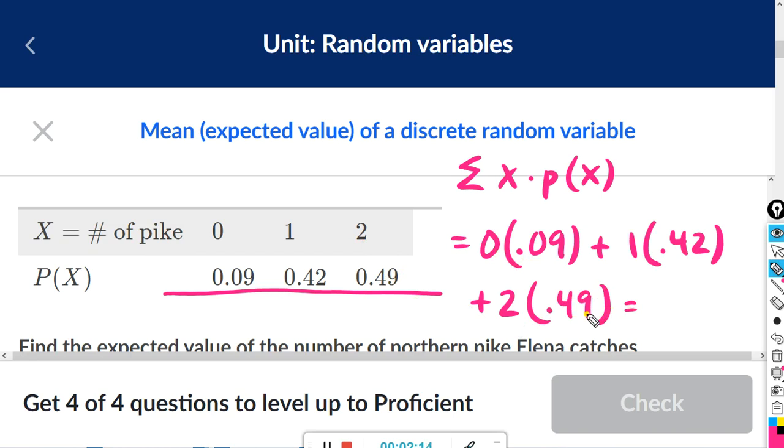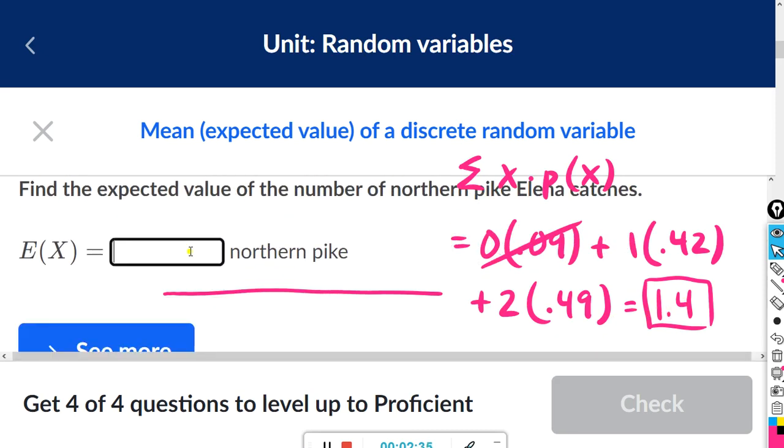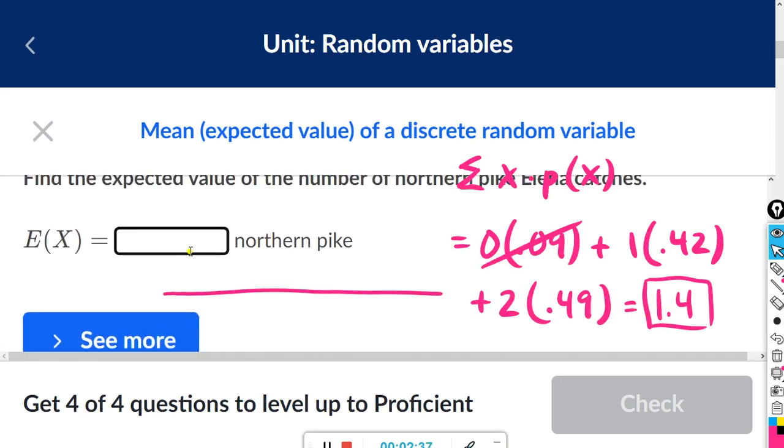You just do this on the calculator. The one with 0, you don't really have to enter in the calculator because that's just 0. I get 1.4 on the calculator. So based on these probabilities, the likely number of fish that she will catch on average is 1.4. You just click inside the box and type 1.4.